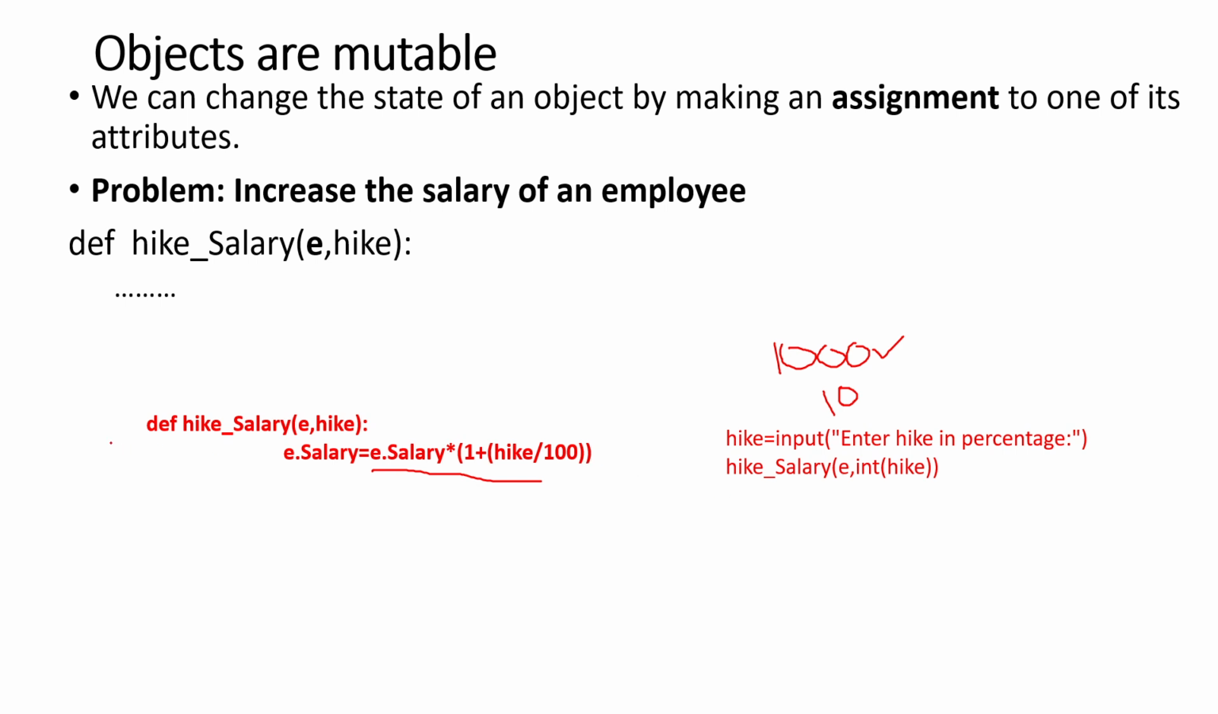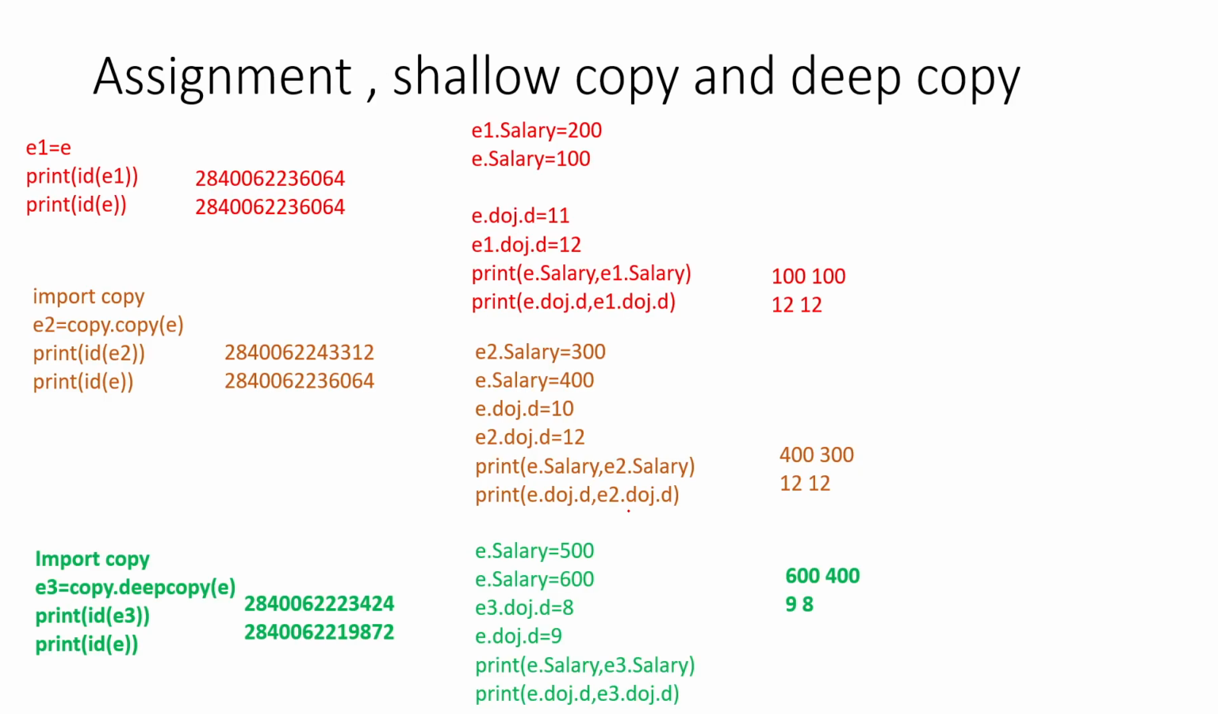So this is a feature of Python where objects are mutable. One of the important things that comes up in one place or another in Python is assignment, and the different versions of copy: shallow copy and deep copy.